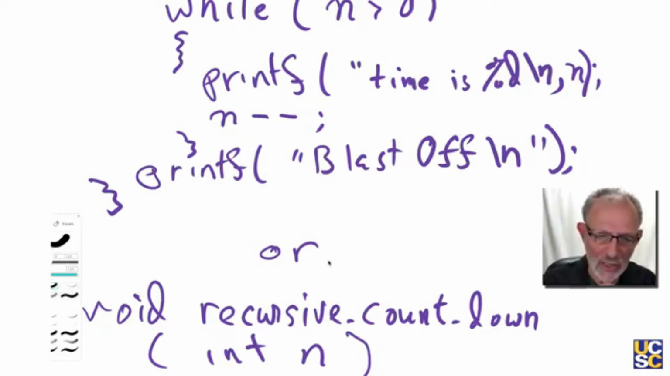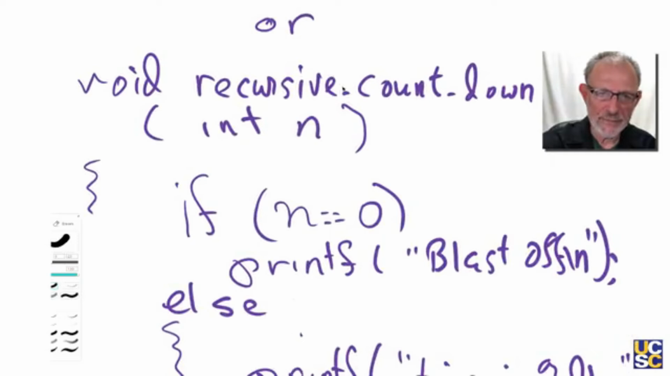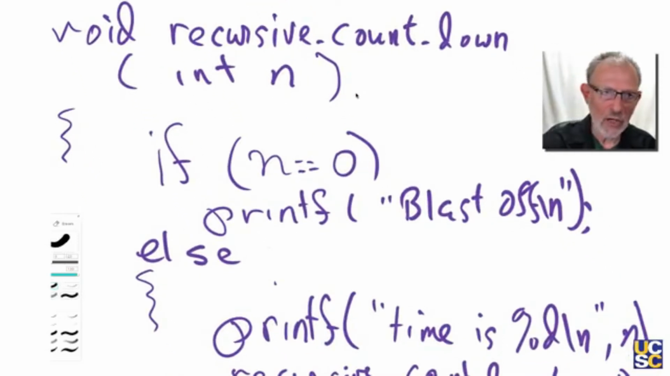Now let's do this recursively, about the simplest recursion I can think of. We're going to call this routine void recursive countdown. Again, it's going to have this integer n, and may again start at 10. In the recursive case, we have a test to see if we're at what we're going to call the base case. So if we're at the base case, n equals 0, and we print blast off.